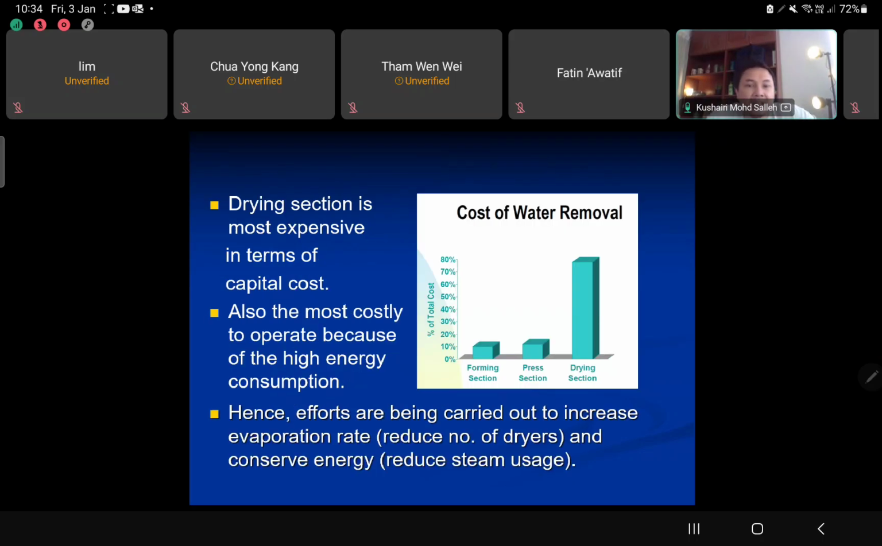So this is the cost of water removal. As you can see, the drying section amounts to more than 60%, up to 80% of the total cost in the paper making manufacturing. So the drying section is the most expensive in terms of capital cost, the most expensive part. That's why we need to remove the water as much as possible in the forming and also the pressing section. That section only requires a mechanical action compared to the drying section. They require more energy. We are talking about heat.